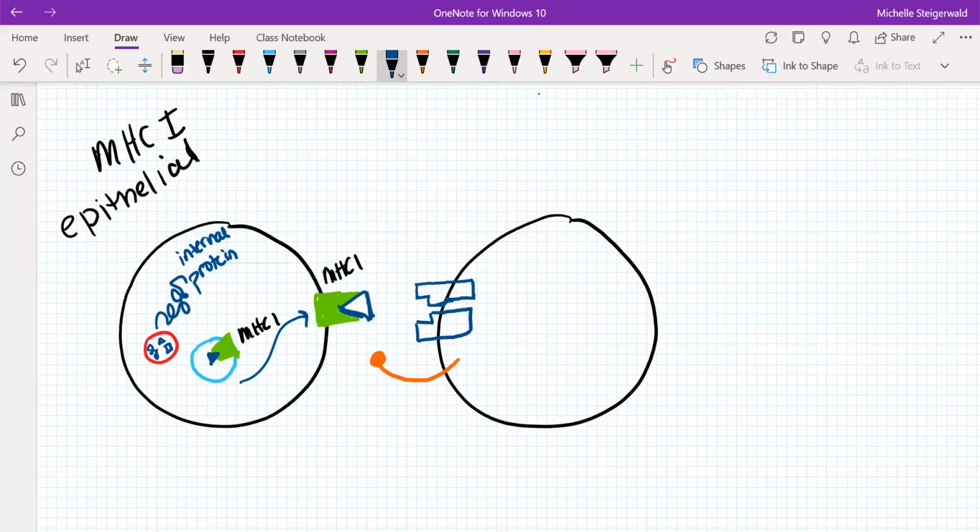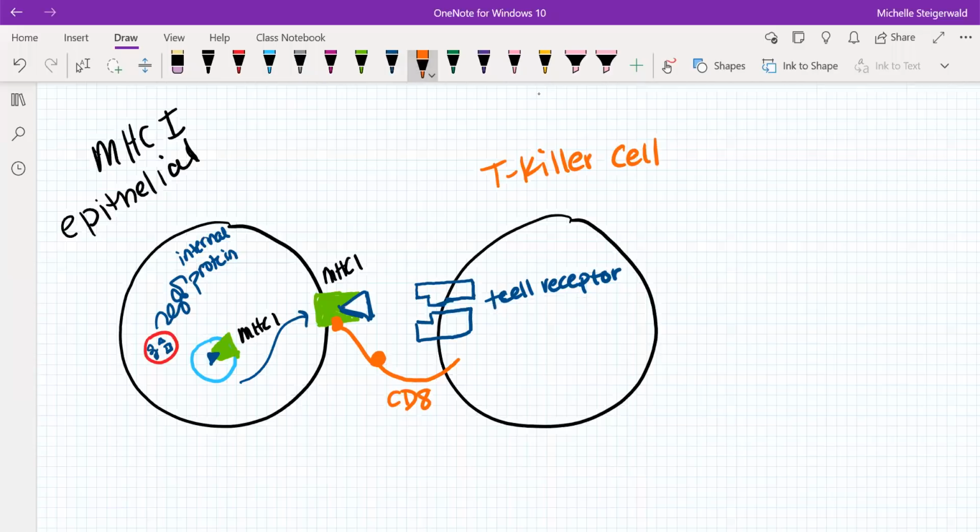And now if this happens to be a CD8, that means this is a T killer cell. That CD8 will be able to bind, pull this in close enough that the T cell receptor can check out that antigen fragment. And if it recognizes it, 99.9% of the time, it's just your own proteins. It's fine. The T killer cell shouldn't recognize it because it doesn't recognize self proteins. But if it does, then it's going to release perforins.